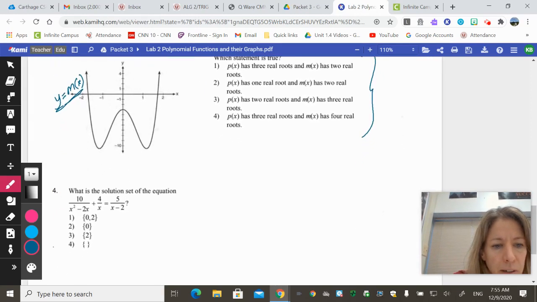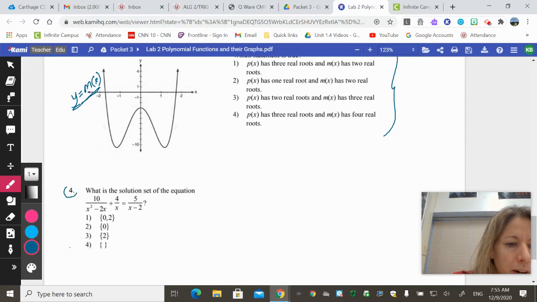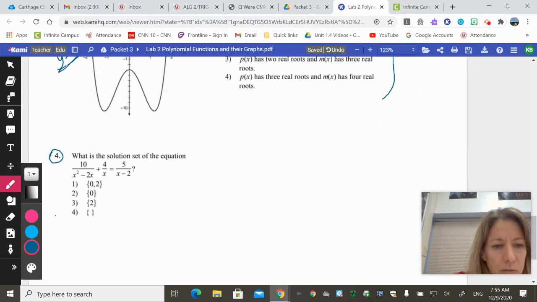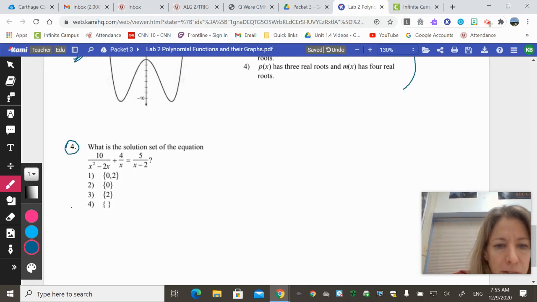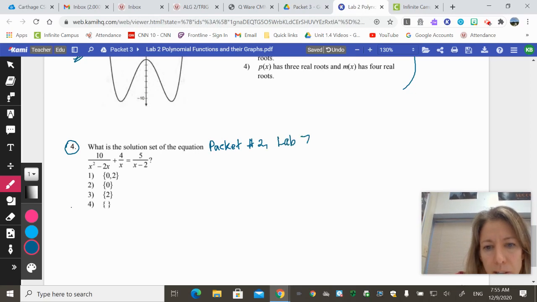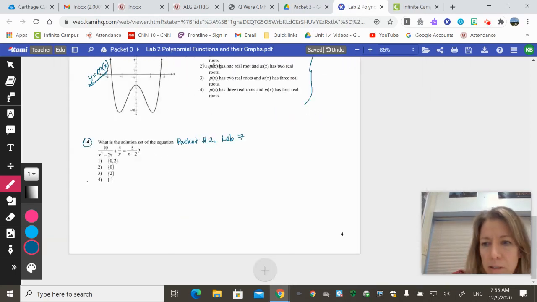All right, number 4, you need to show work for. Okay, this is part of the homework as well, but you have to show work to get credit for this. And it's just review from lab 7 of packet 2, solving fractional equations, if you want to look at your notes for reference. All right, so your homework is to submit your notes with those questions finished, and you can submit a picture, and you know where to find me for help.